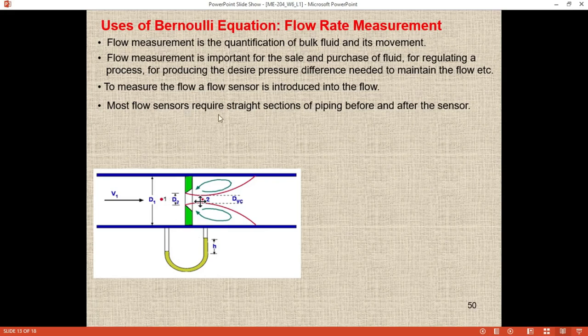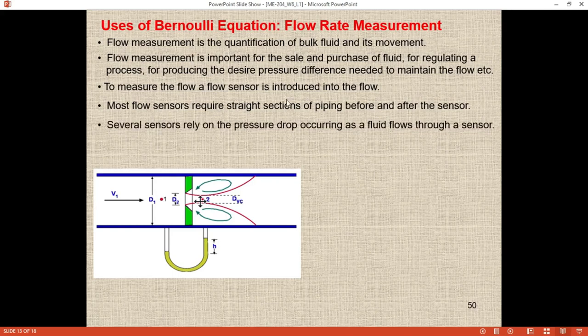Most flow sensors require a straight section of pipe before and after the sensor. If the pipe is not straight right after the flow sensor, then due to the fluctuation, the pressure or the height of the column that you read will not be appropriate; it will be fake, not real. If the pipe is smooth, the streamline will be smooth and you will get the right pressure height, and then you will be able to convert that pressure height into the velocity.